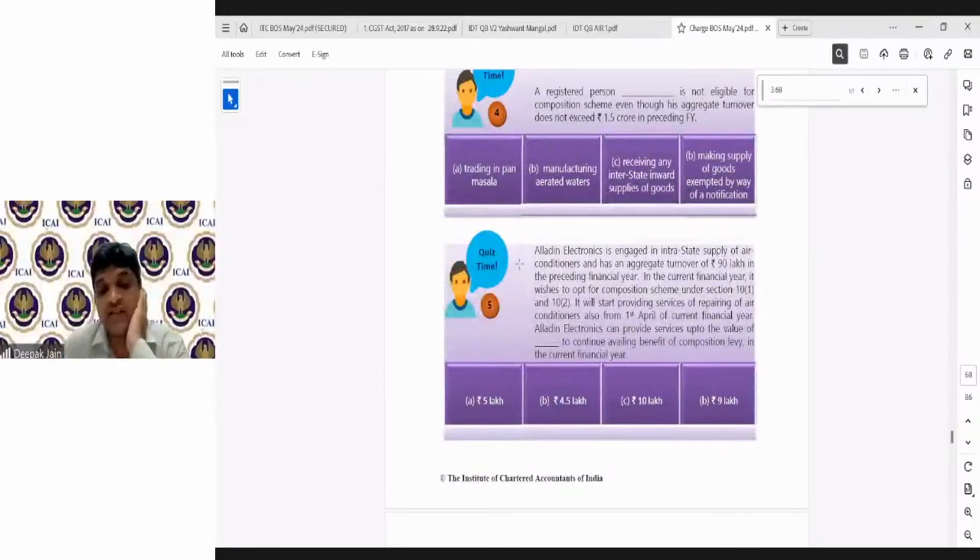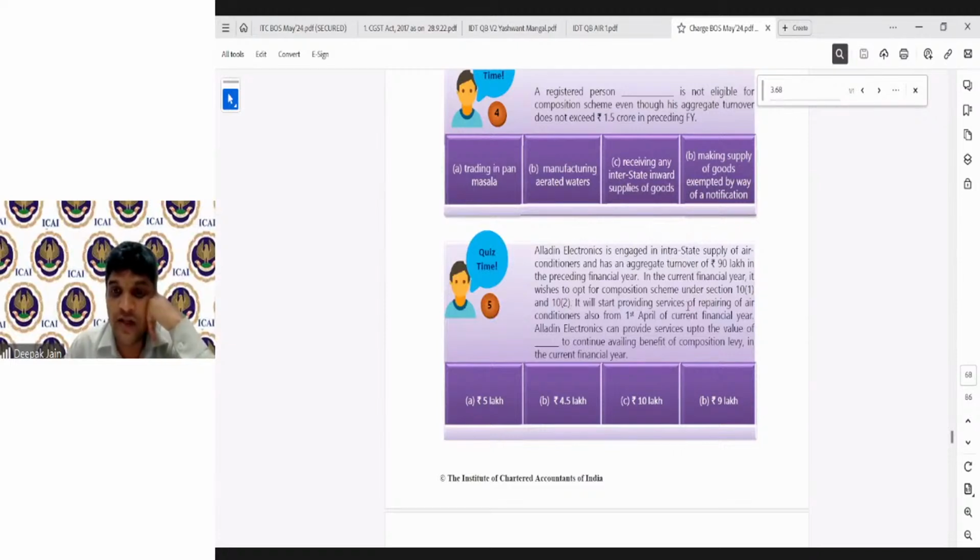So question and quiz number 5. Aladdin Electronics is engaged in intra-state supply of air conditioners and has an aggregate turnover of 90 lakhs in the preceding financial year. In the current financial year, it wishes to opt for composition scheme under section 10 subsection 1 and 10 subsection 2. Okay.